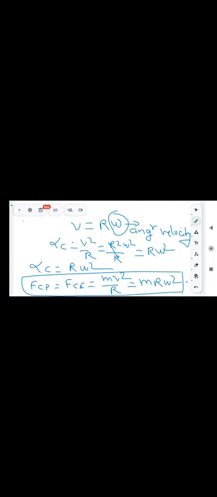In uniform circular motion this formula is to be remembered. Centripetal acceleration alpha c equal to v square upon r, that is equal to r omega square, and centripetal force FCP equal to centrifugal force equal to mv square upon r equal to mr omega square. This is all about uniform circular motion.